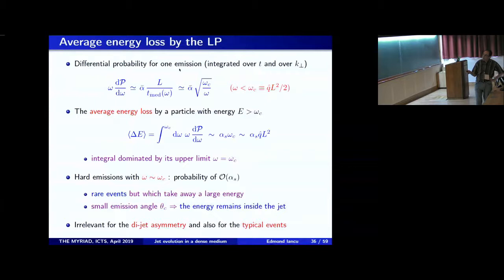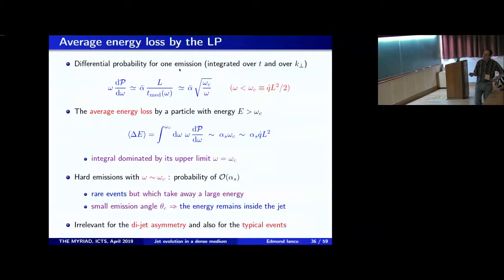So this quantity now is dimensionless and has the meaning of a genuine probability. It's a differential probability times omega, which is a genuine probability. And I remind you that this expression here for the production rate, or for the spectrum, is valid only so long as omega is more than omega c, with omega c being this cut energy. And we're mostly interested in energies much more than omega c. Now, using this probability for emitting one gluon, let's compute the average energy loss by the emitting particle, by the leading particle.